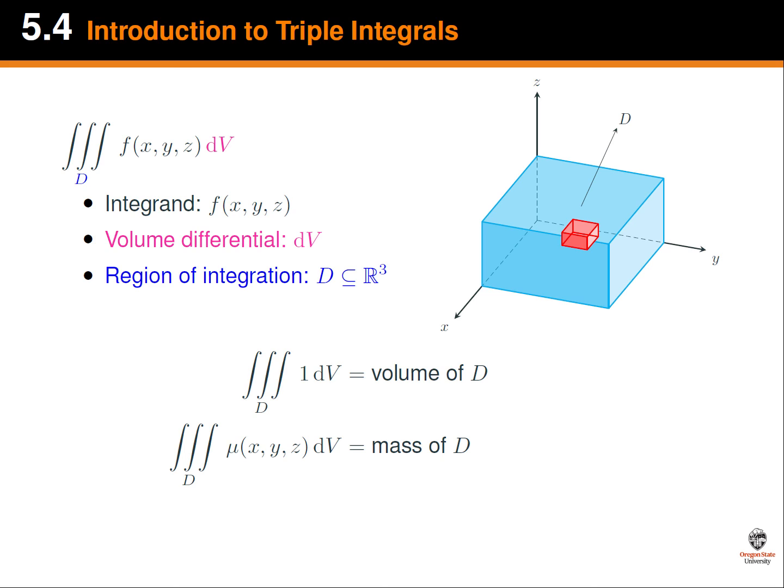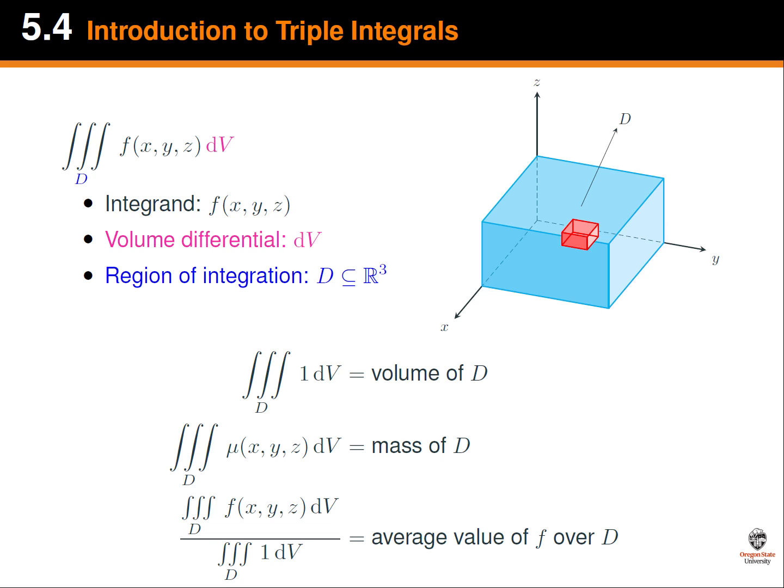Another thing that's common between double and triple integrals is the average value. We saw that in order to find the average value of a function over a two-dimensional region, all we have to do is to calculate the double integral of that function and then divide it by the double integral of 1 over that region. Well, we have the same exact thing here. In order to find the average value of a function over a 3D region, we calculate the triple integral of that function over that 3D region and then divide it by the triple integral of 1 over that 3D region.